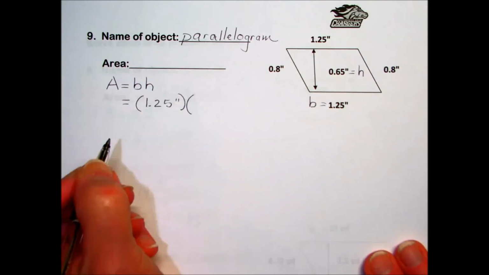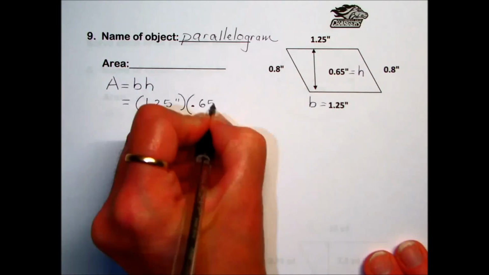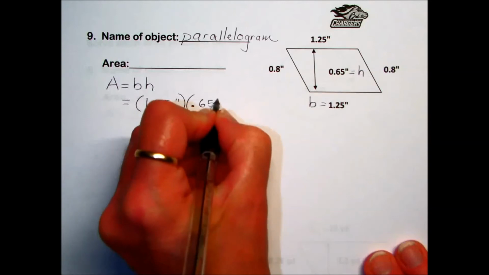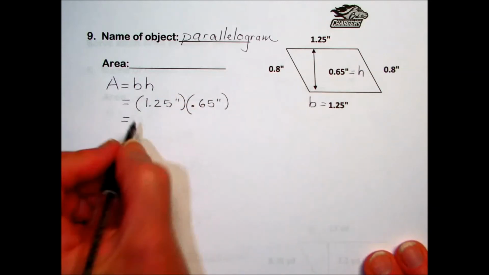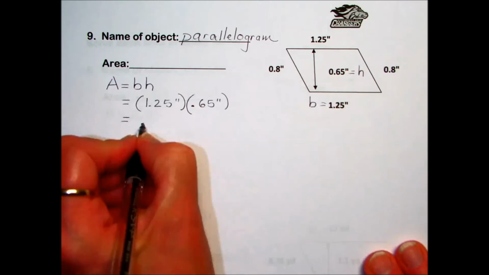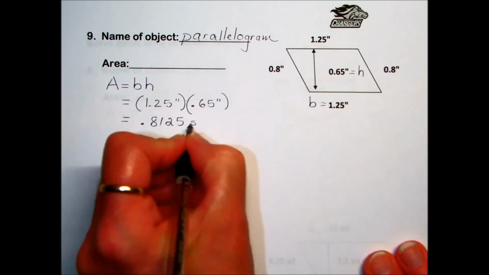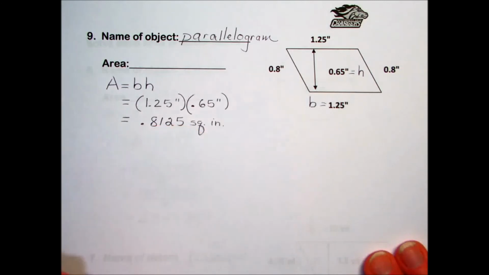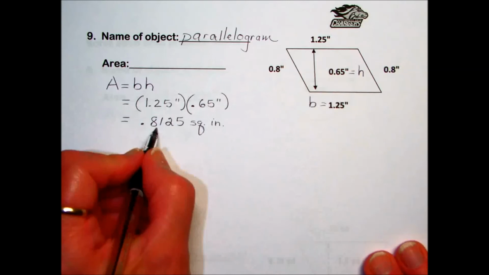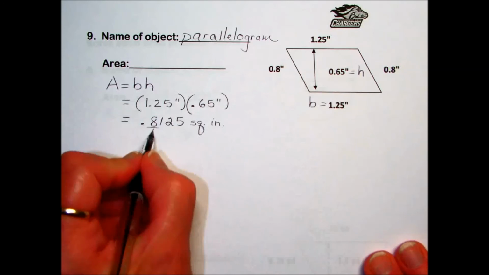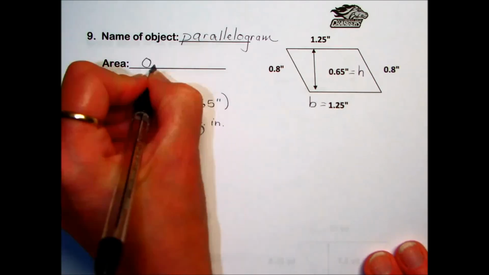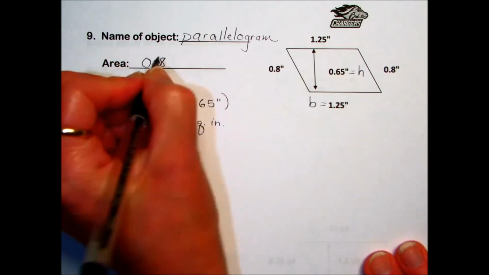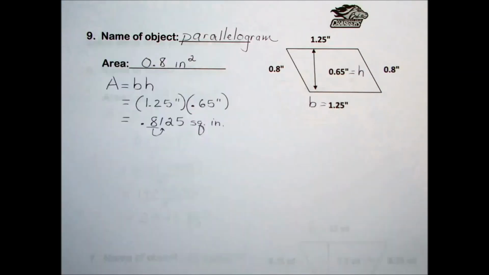1.25 inches times the height, the distance between the parallel sides, which is 65/100ths of an inch. Only operation is multiplication. When you multiply, we end up with 0.8125. Inches times inches is square inches. And in this problem also, rounding it to the nearest tenth, when we look at the hundredths position, 5 or greater is not the case, so we'll leave it as 8/10, and it is inches squared.